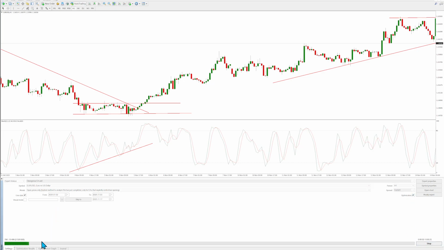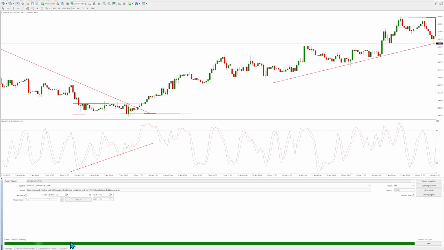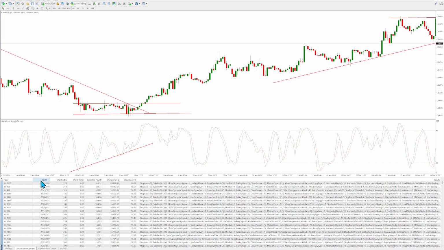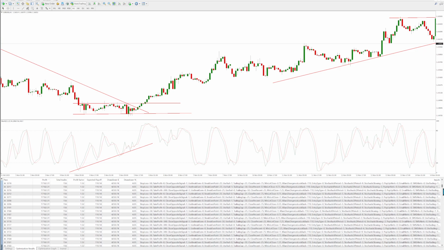And now what will happen is if you go to the optimization results, we'll see the results based on the various combinations of the settings we selected in the stochastic EA. Okay, you see the results coming through here, which you can sort via profit, number of trades, profit factor, expected payoff or drawdown in monetary or percentage value. Okay, that was quite quick. Sort by profit. And you can see what the different settings produced here.